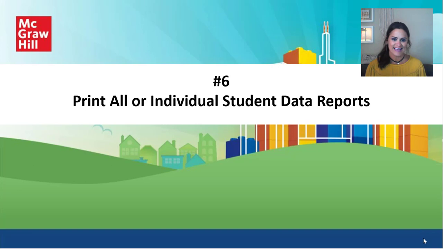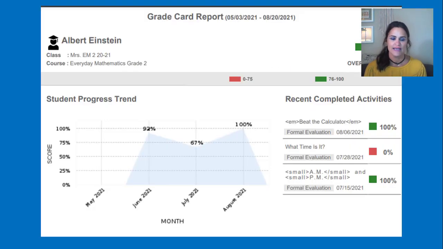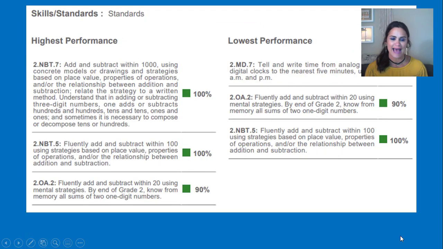Number 6 is all about being able to print your entire class versus individually by student in the data dashboard. This is an example of the grade card report. We're looking at Albert Einstein here, his trend over time. We also can see the recent activities completed. The value of these reports are really great, not just for you, the teacher, but support staff and families, because it even communicates the highest and lowest performance.